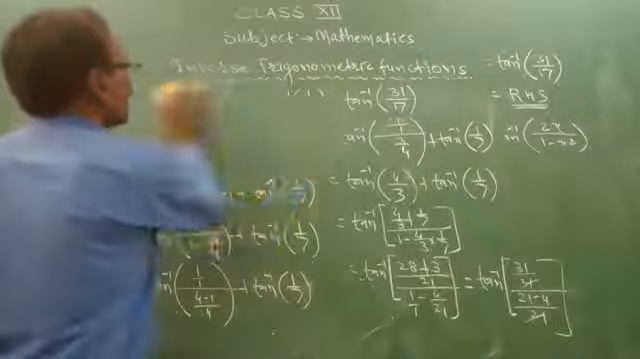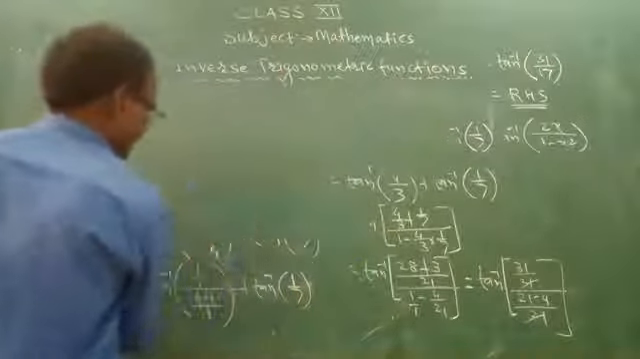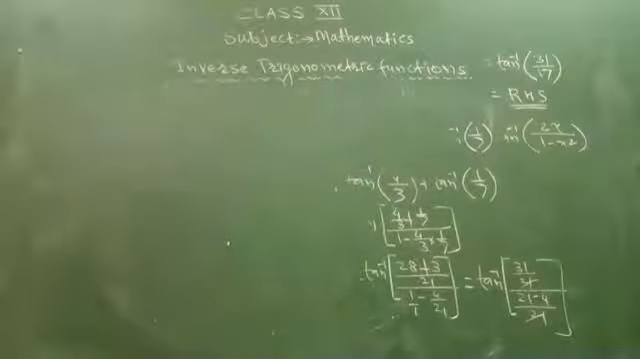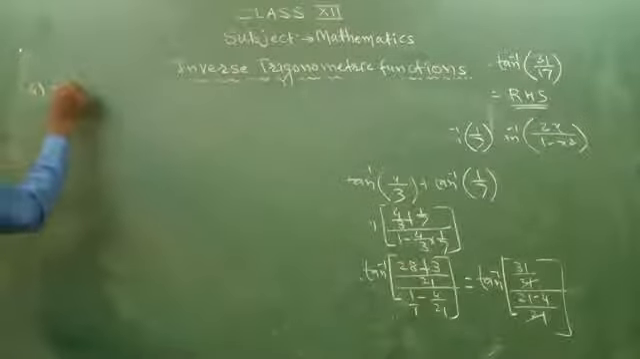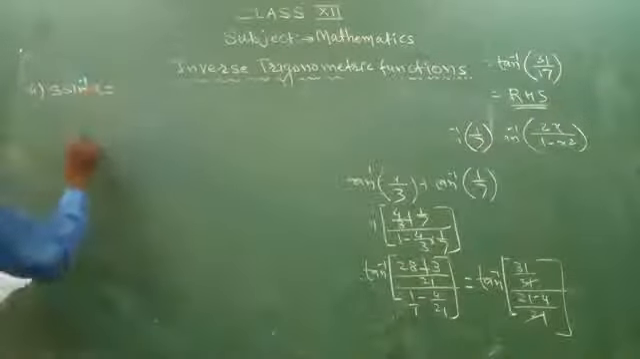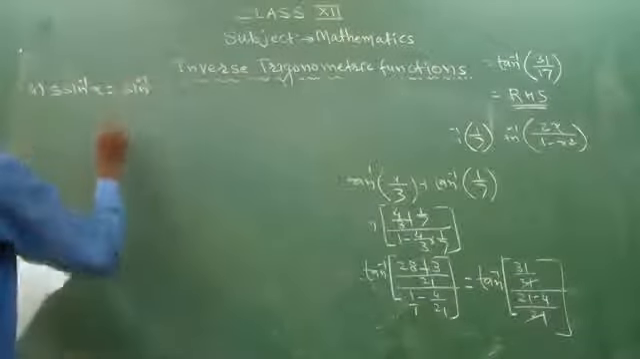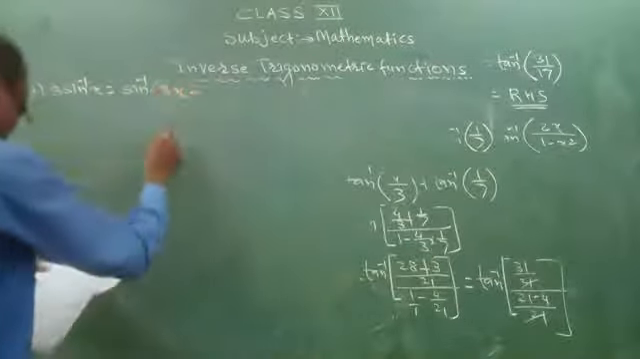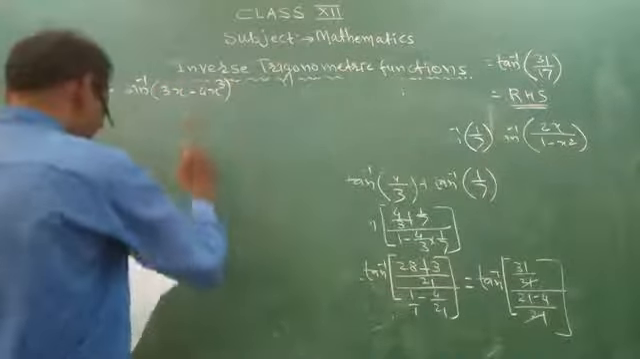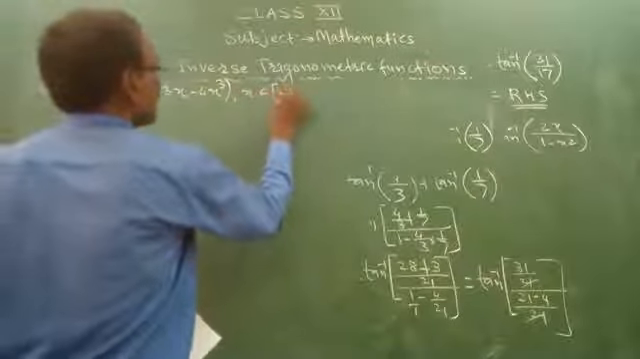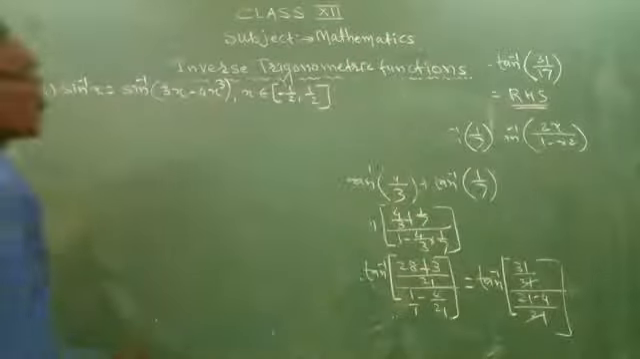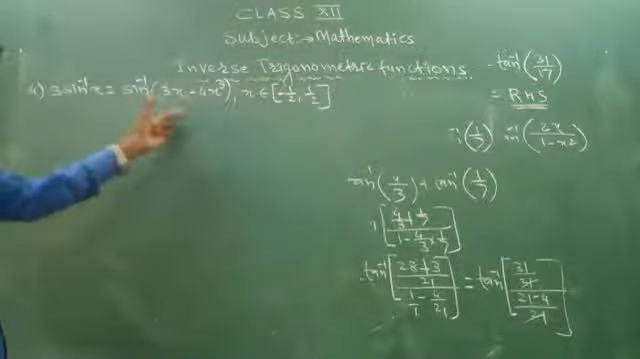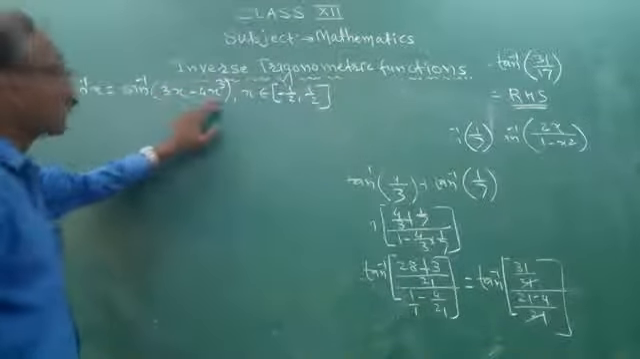Next, another type of question. One more, the fourth question. Prove that 3 sin inverse x is equal to sin inverse of 3x minus 4x cube, where x belongs to the closed interval minus half to half. Okay. Now here, observe the right hand side. What is here? Sin inverse, and in this bracket is 3x minus 4x cube.